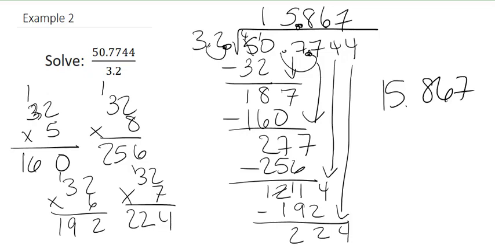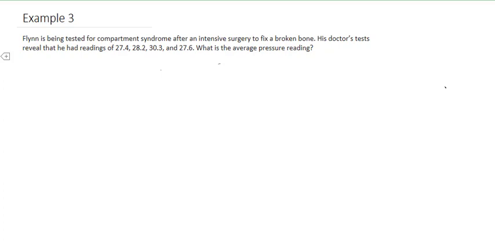Now, let's take all of this and apply it back to our compartment syndrome scenarios. Example 3. Flynn is being tested for compartment syndrome after intensive surgery to fix a broken bone. His doctor's tests reveal that he has a reading of 27.4, 28.2, 30.3, and 27.6. What is the average pressure reading?